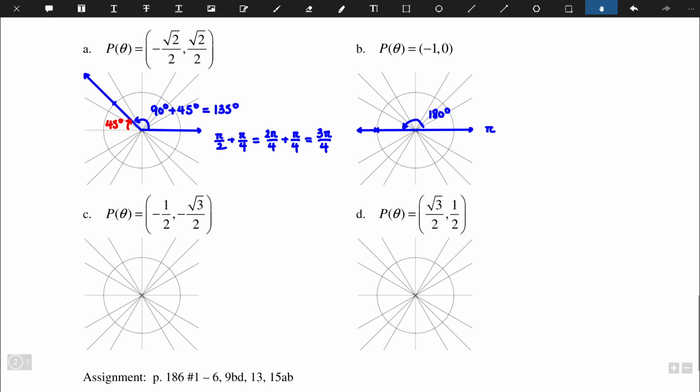Third one, we have negative 1/2 and negative root 3 over 2. So the 30, 60, 90 triangle must be involved. And we also know that it is going to be in quadrant number 3 because both x and y are negative. So since the x value is smaller and the y value is greater, in terms of their magnitude, 1/2 is smaller than root 3 over 2, we know that the angle that's going to be involved is going to be 60 degrees.